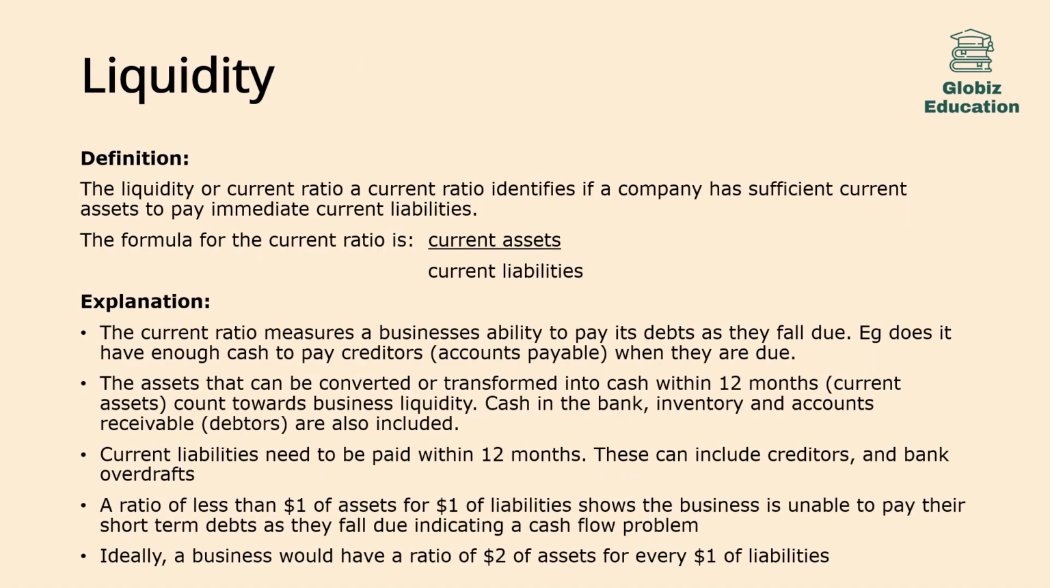So the liquidity ratio or the current ratio helps a business understand its position in the short term to assess whether or not it can pay its short-term debts as they fall due. So we mean short term, basically within 12 months, and can it turn its current assets into cash to pay off liabilities which are due.